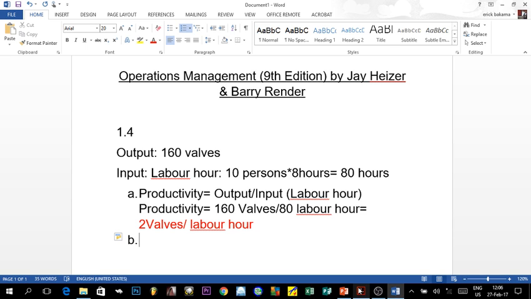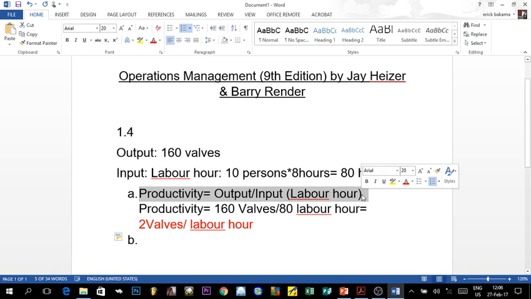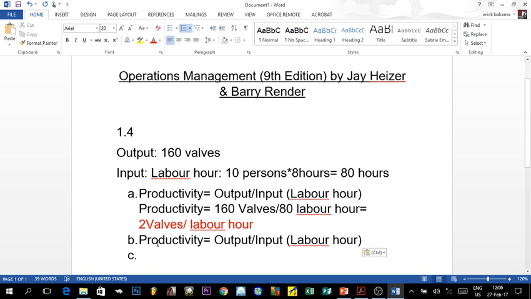In short, they've changed the productivity now. You must notice something: the input didn't change. Those people are still working for 8 hours, but the output moved from 160 to 180. So we need to calculate the new productivity. The formula is still the same, the same productivity formula that we used here. Only the output changes.